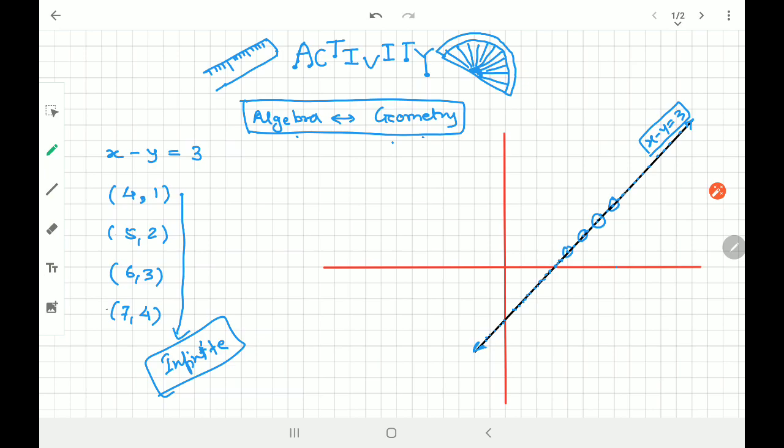And believe me, each point on this straight line gives you a solution of this equation. Each point if I take, it gives me a solution of this equation. Whatever point I take, imagine it is a here and b here, this will satisfy the equation, that is a minus b is equal to 3, right? So any point on this line will satisfy the given equation.